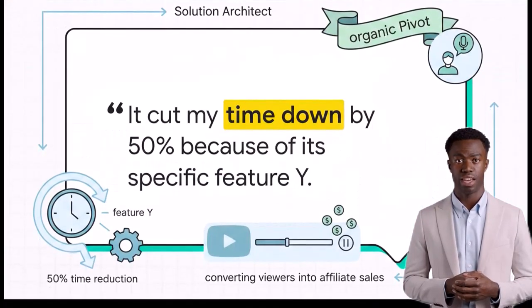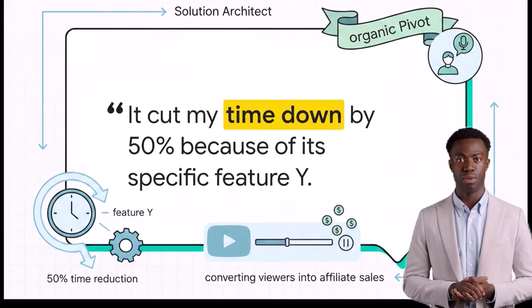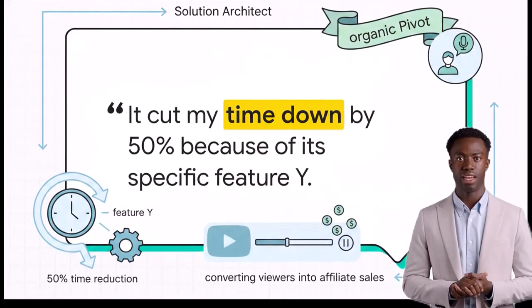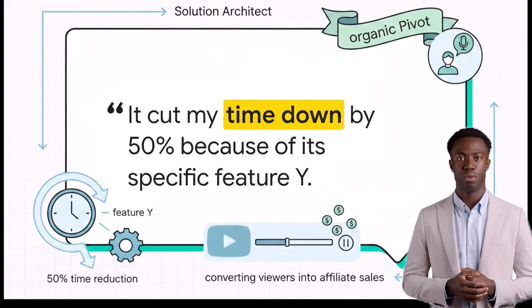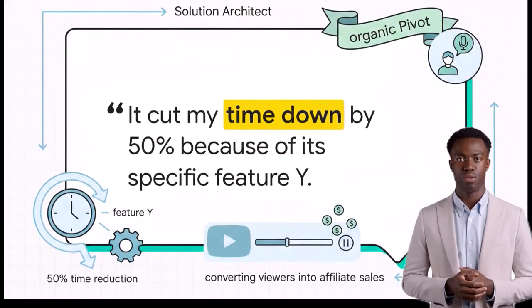Now, what's really interesting about this slide is how incredibly simple the pivot is. You absolutely do not need to turn into some loud, aggressive salesperson. The pivot has to feel completely organic. So instead of a hard sell, use a script just like this one, framing the product as the exact thing that solved your own personal bottleneck.